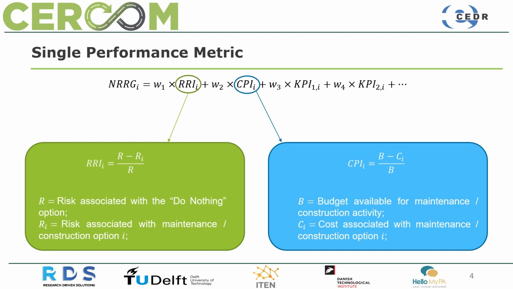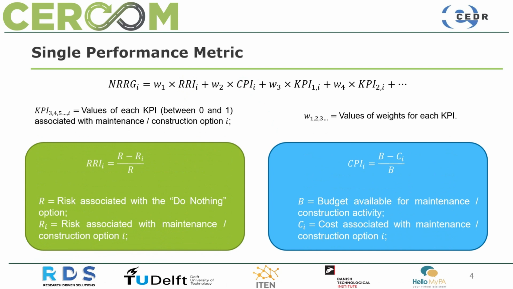The Cost Performance Index, or CPI, can be used as a simplified method to incorporate economic factors using the capital cost and/or indirect costs for each option, and the budget available as the reference. For more complex analysis, the CPI step can be skipped, and economic analysis can instead be incorporated as an additional KPI, for example, using whole life costing or net present value. To calculate the NRRG, each index or KPI incorporated must have a value between 0 and 1.